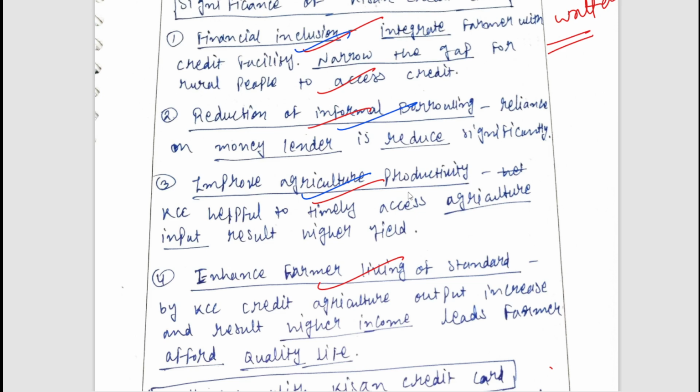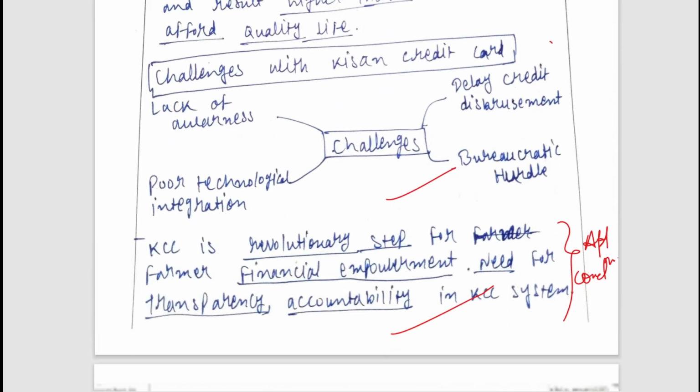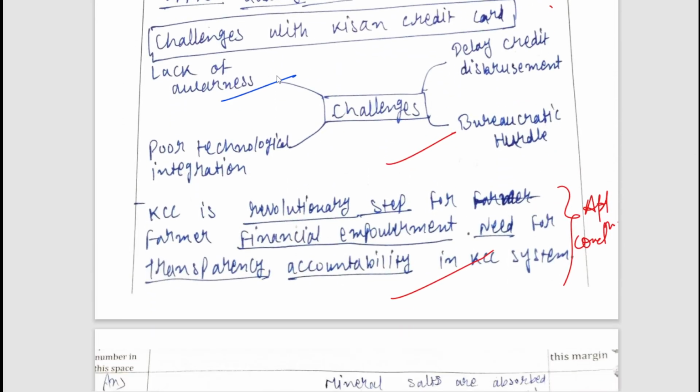That credit will be used for agricultural purposes in buying inputs, in doing irrigation, doing some farm mechanization. So overall, the agricultural productivity will be improved. Enhance farmer living standard. So fairly written. Some challenges are also there that it also be mentioned: lack of awareness among farmers, poor technology integration, delay in credit disbursement, bureaucratic hurdle is there. So well written answer, and this answer was fairly written. Okay, so you can pause and read the answers if you want to.